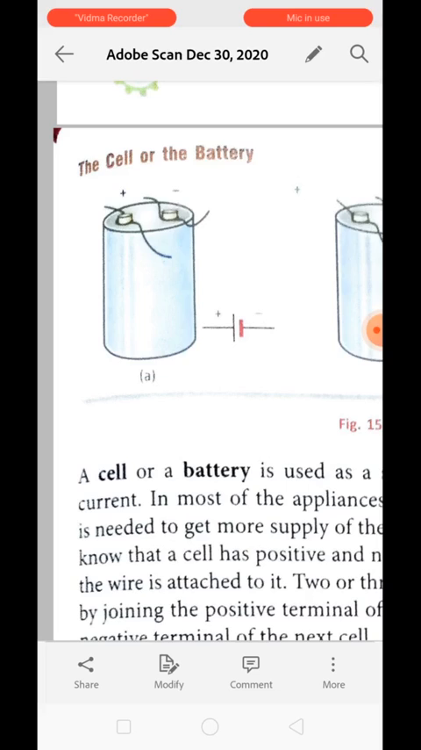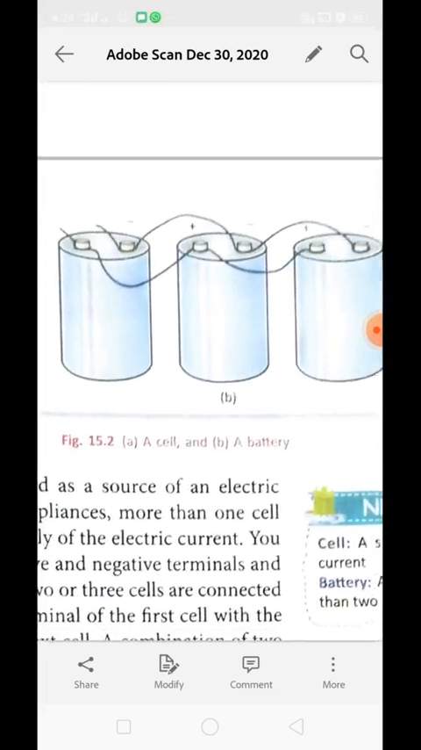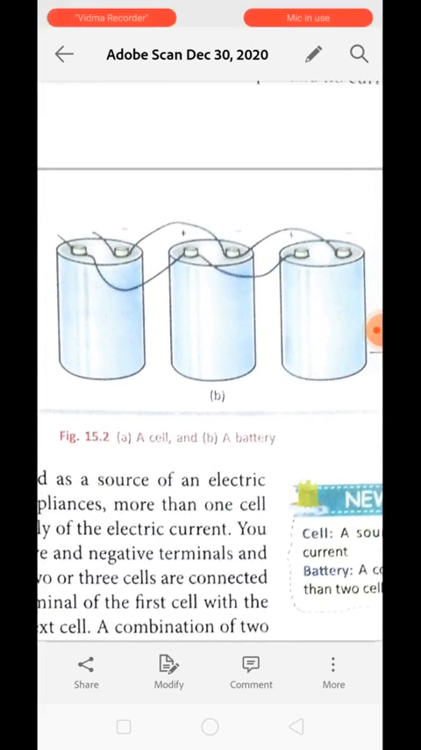Two or three cells can be connected together like this. The positive terminal of a battery will always be connected to the negative terminal of the second battery. This has to be kept in mind while connecting batteries: the positive terminal of the first battery will be connected with the negative terminal of the second battery, and the negative terminal of the second battery will be connected to the positive terminal of the third battery. Understood? This is how batteries get connected with each other.